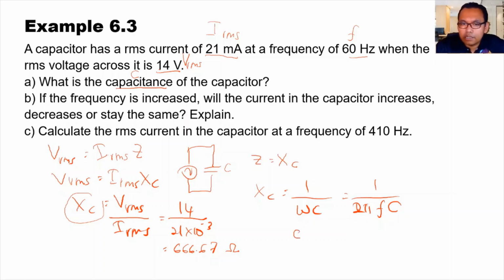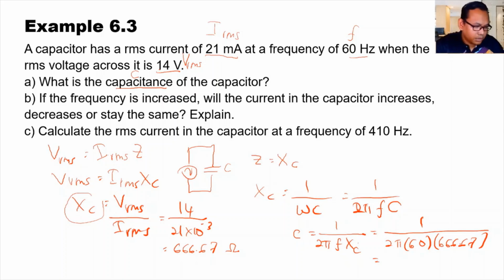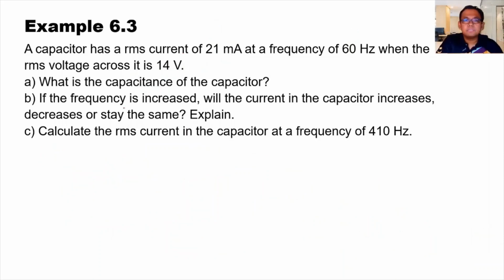Then we substitute here. So C is equal to 1 divided by 2 pi F XC, which is 1 divided by 2 pi frequency 60, and XC, there is our XC, and we get the answer 3.68 microfarad.